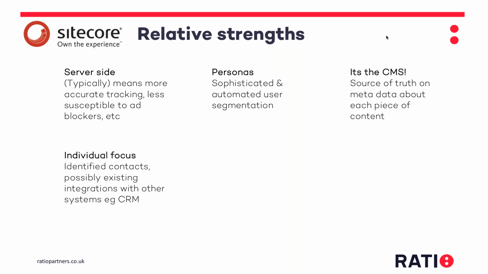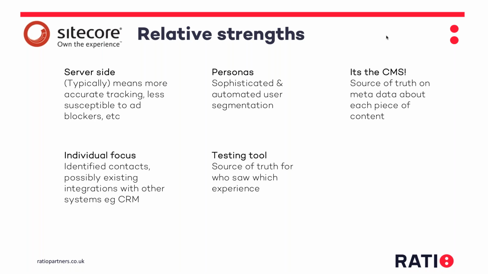Sitecore is focused on individuals as opposed to groups. So it's probably the case that in your Sitecore solution, you've got identified contacts who have submitted forms and things of that nature. Maybe you're even bringing in information from CRM or some other marketing system once you have identified someone. And Google Analytics, as well as being focused on groups of people as opposed to individuals, is also completely anonymized. So that's something as well that is a strength of Sitecore.